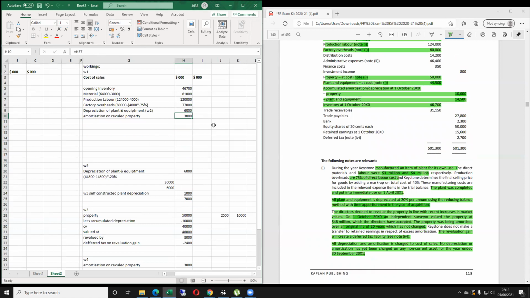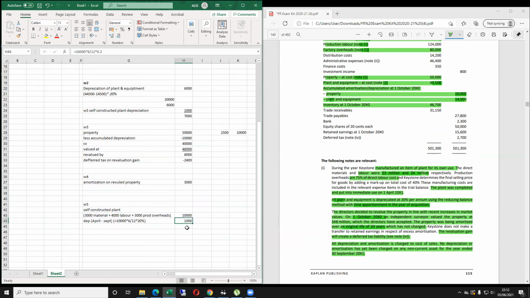Here we will write 7,000. This bit is done. So it means this minus this will be the carrying value of self-constructed plant, 9,000, for SOFP. This will go to SOFP. Next bit, let's do the next bit.